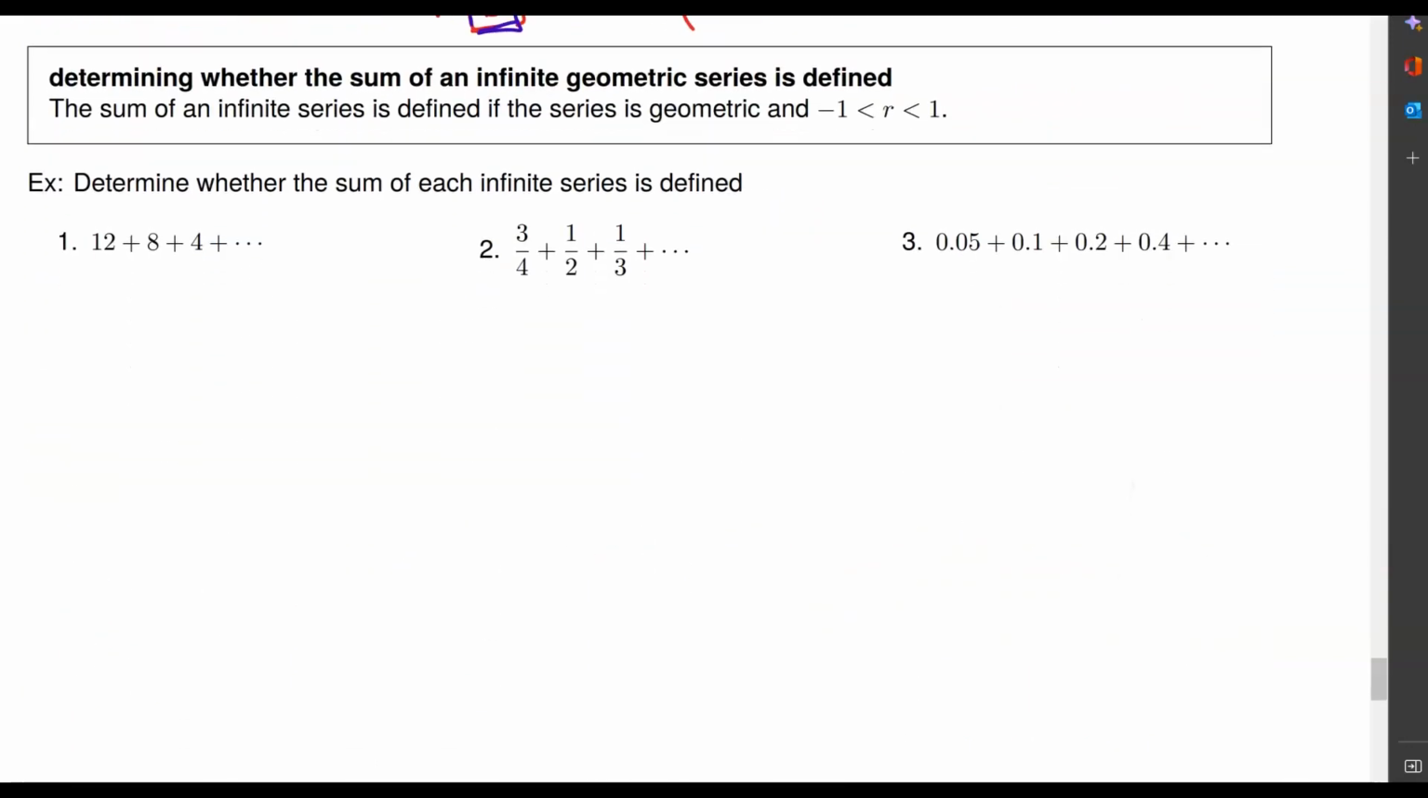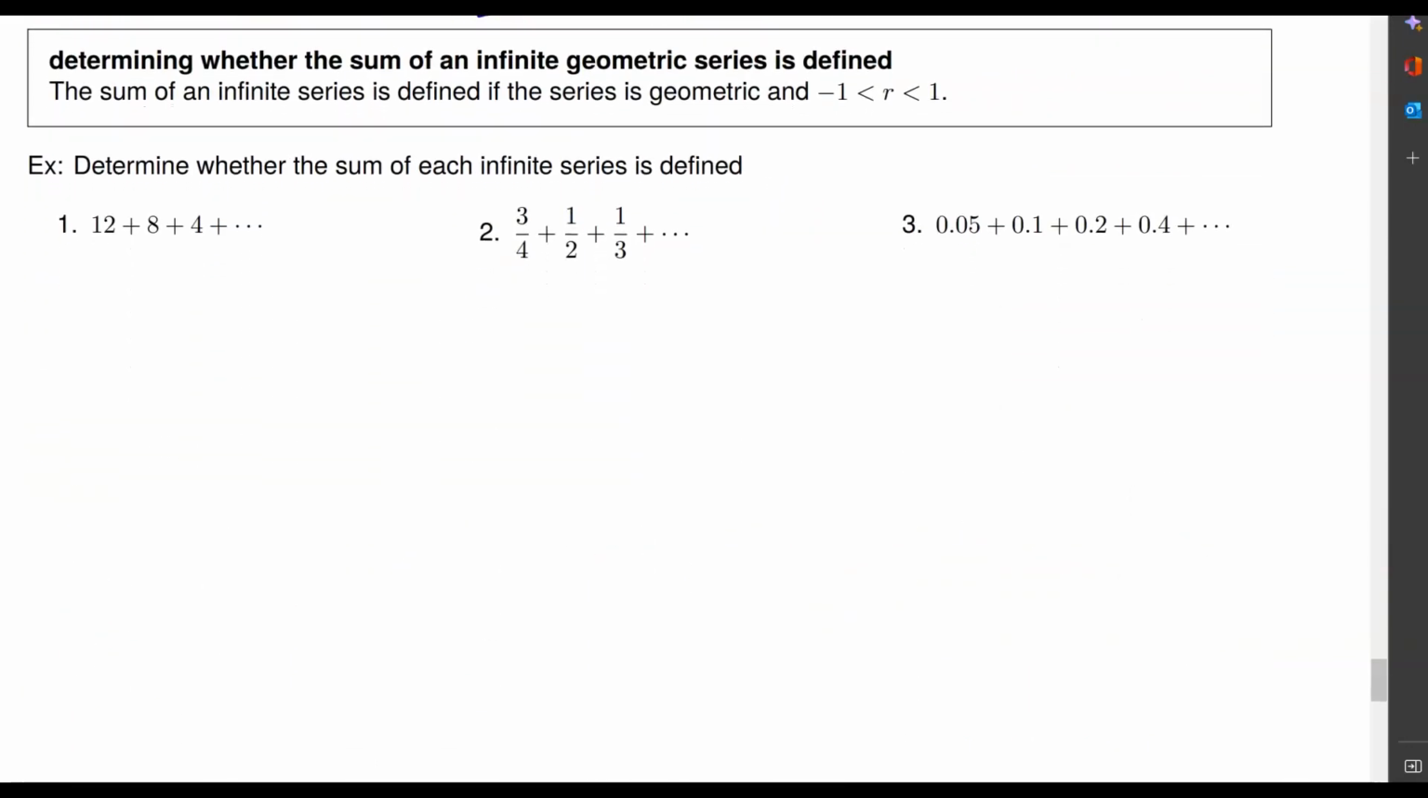All right, let's look at here. So determining whether the sum of an infinite geometric series is defined. A couple of things to note here. Let's look at the highlighter. The sum of an infinite series is defined if this series is geometric and if the ratio is between -1 and 1. So we are looking for a fraction, or just between both -1 and 1. So determine whether the sum of each infinite series is defined. So we're not necessarily calculating the sum, we're just trying to figure out if it is defined.